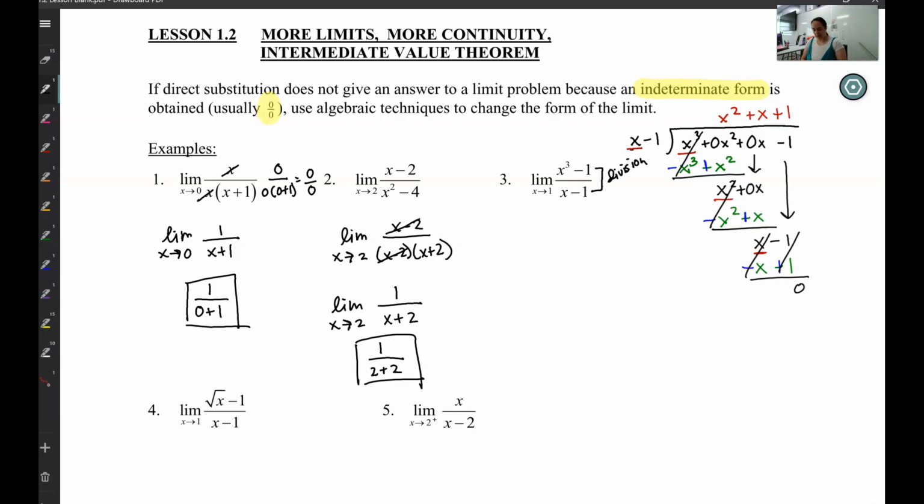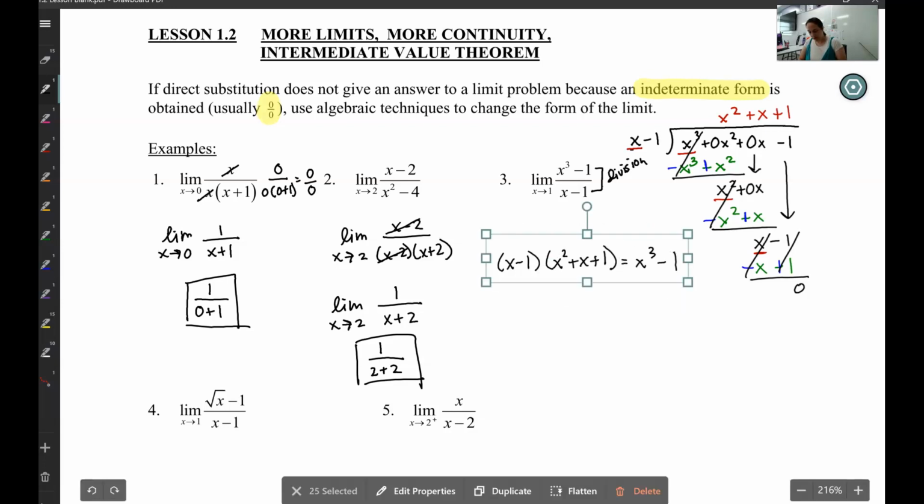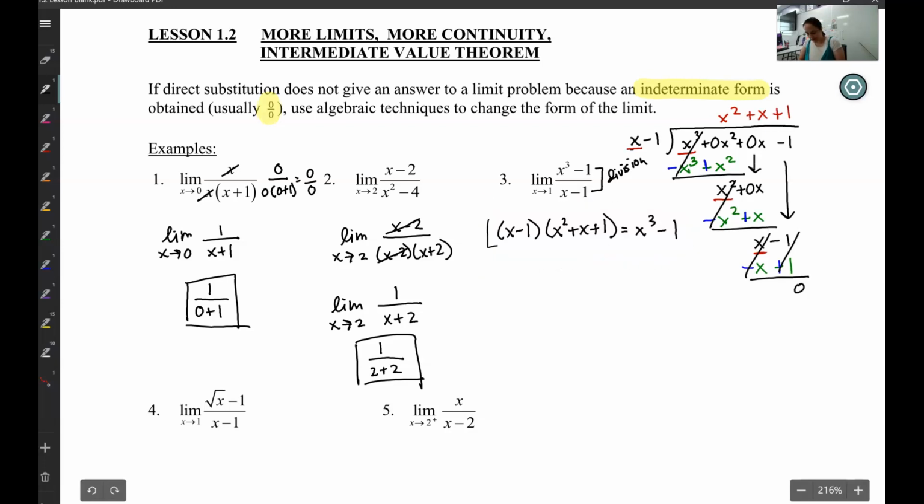So basically what this whole division thing is saying is we can rewrite this as a multiplication statement like this. So I took this division, and instead of saying x cubed minus 1 divided by x minus 1, I can now change this into a multiplication statement. X minus 1 times x squared plus x plus 1 equals x cubed minus 1. So I am actually going to take this part and substitute it in for that part.